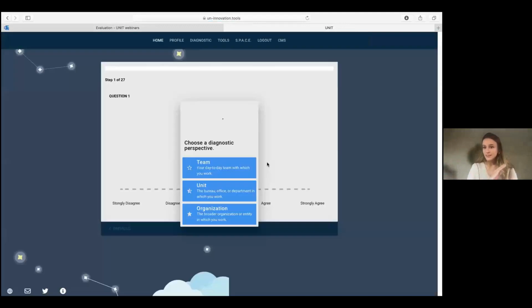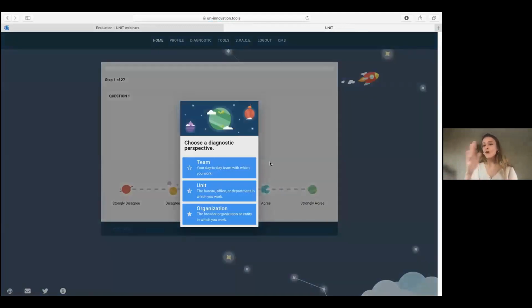We will really quickly show you how this diagnostic can be done. First of all, you have to choose the perspective you want to answer the questions from: your team, unit, or organization.